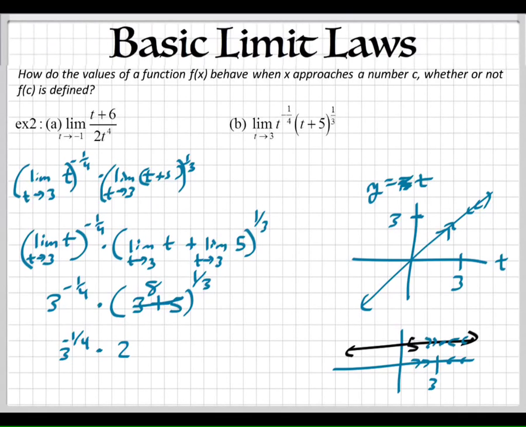Now if I didn't want a negative exponent, you guys remember what to do? You flip it. So it's 1/3 to the positive 1/4. And we're multiplying that by 2. So our final answer is 2 times (1/3) to the 1/4.